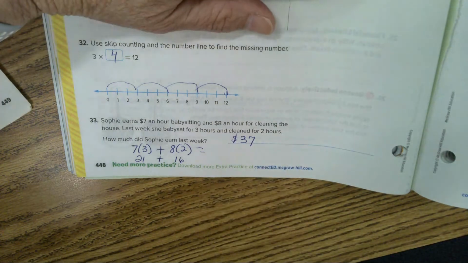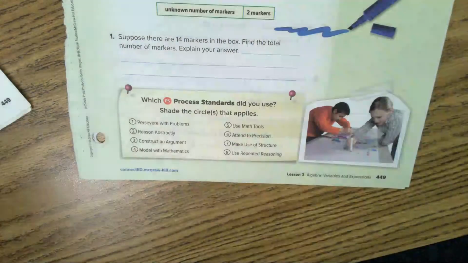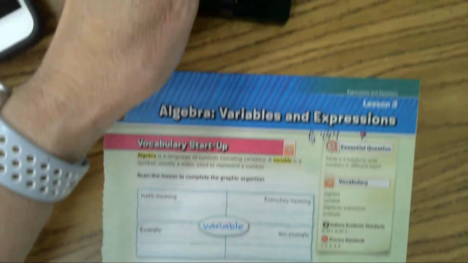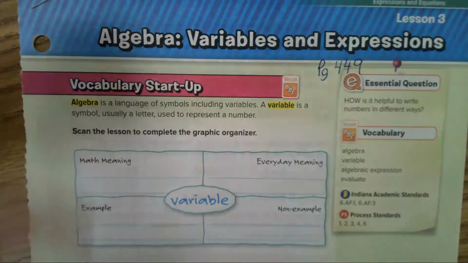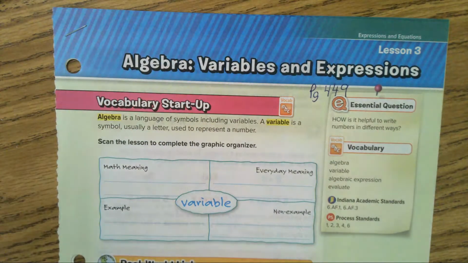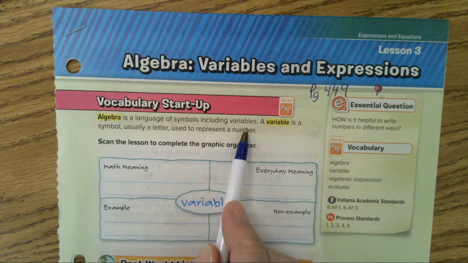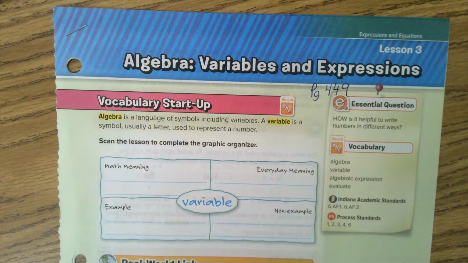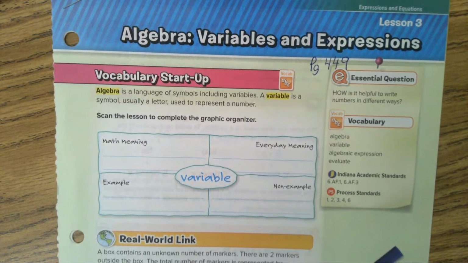Now, let's go to our lesson in the book. Lesson 3, Algebra, Variables, and Expressions. Page 449. All right. Algebra is a language of symbols including variables. It's the language of mathematics, kids. A variable is a symbol, usually a letter, used to represent a number. Scan the lesson to complete the graphic organizer.